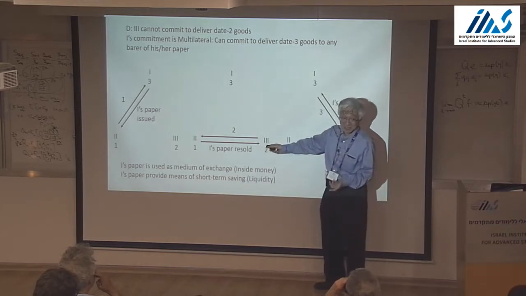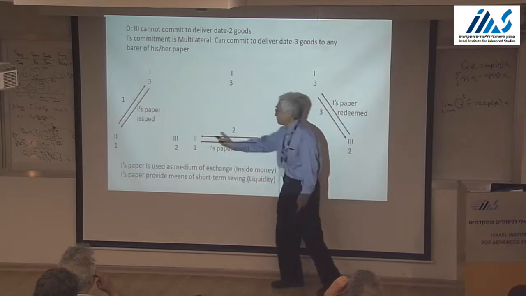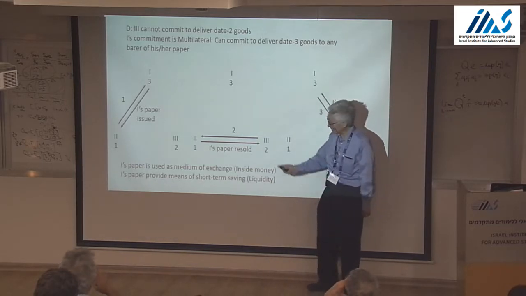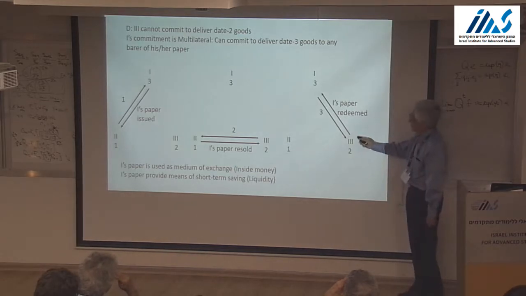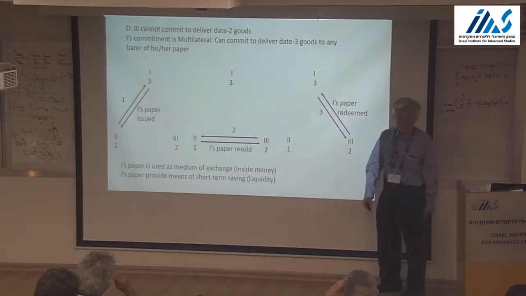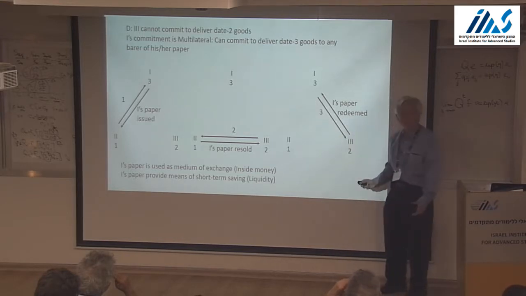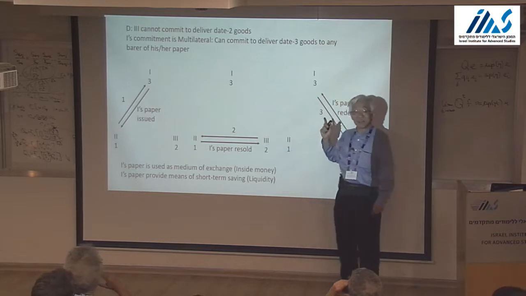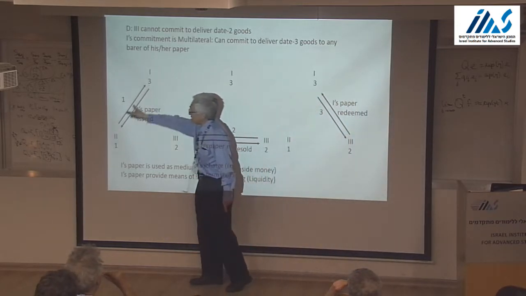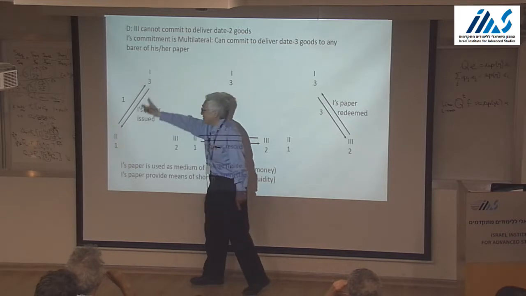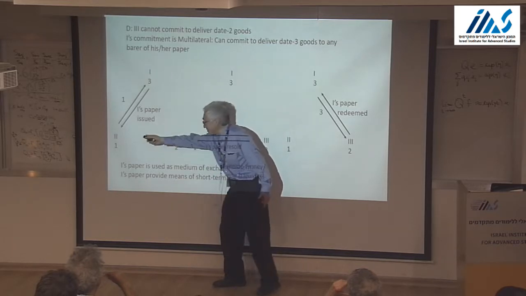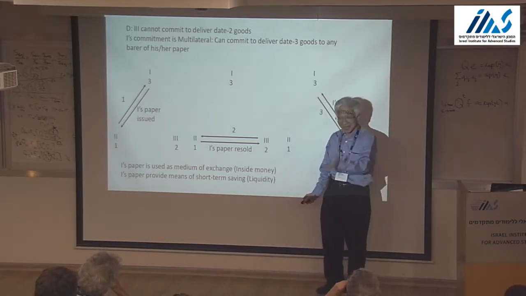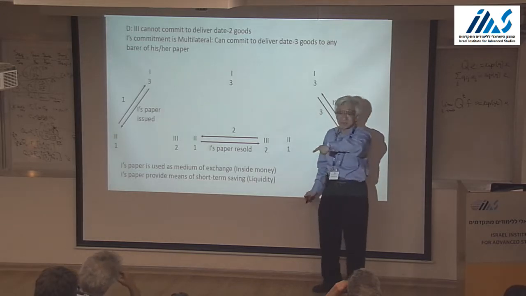Here you don't need the commitment of type three, because unless type three provides the service, they don't get type one's paper. Then date three comes, and type three brings the paper to present to type one, who is super trustworthy, and is going to deliver the goods. Here type one's paper is acting like a medium of exchange. It is accepted by the type two agent not because type two wants the date three goods, but for resale, for further exchange purposes. So in this sense, type one's paper is inside money. It's a private promise circulating as a medium of exchange.